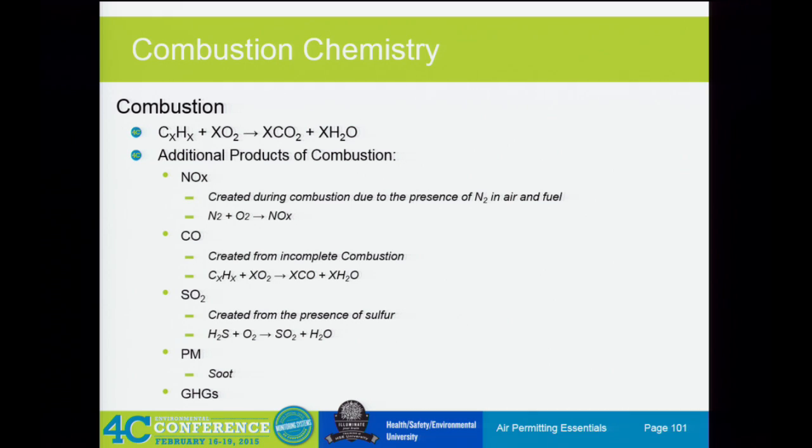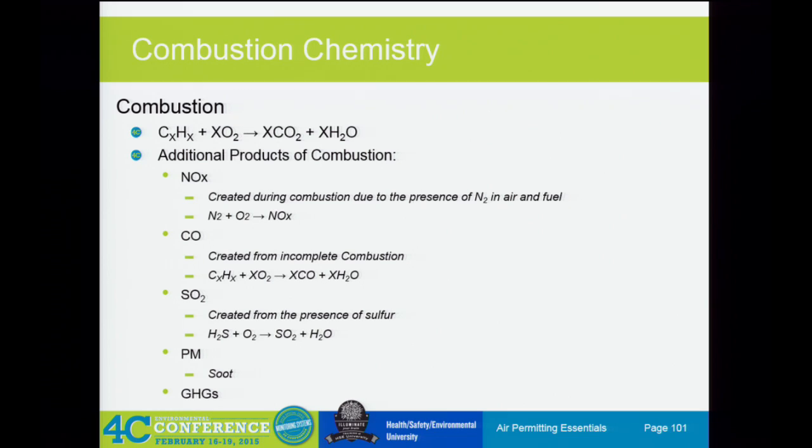CO comes from incomplete combustion. This is just like a big candlestick sticking up in the air, so you don't actually reach complete combustion. The byproduct of incomplete combustion is going to be the CO. This is the equation that I said you use with the mass balance to calculate SO2. So it's just a stoichiometric ratio between H2S and SO2.